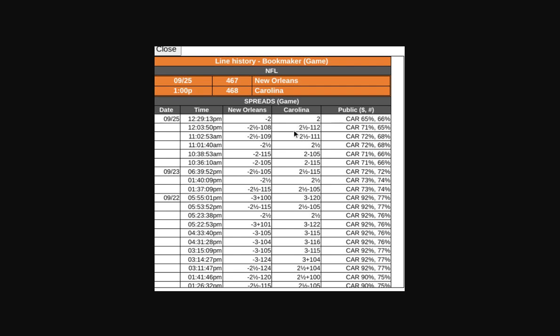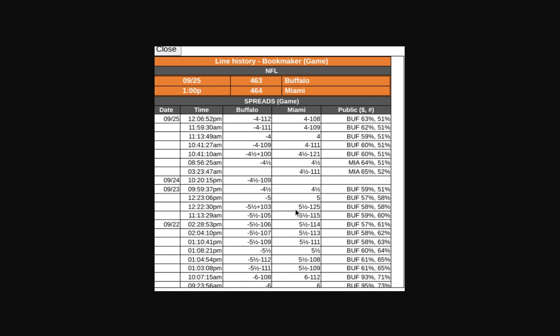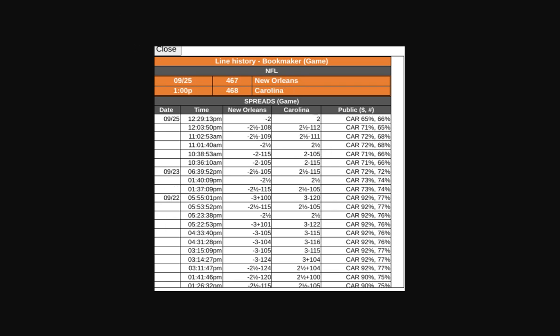This line bumps from 2.5 down to 2. So why would you play a game where you have something going against you, when you can wait and have a game where everything lines up in your favor like this one? We had Miami favored, line moves in our favor. Neither team was public, so we played it. Whereas in this particular game, you can see the line moving in favor of Carolina, so we passed.